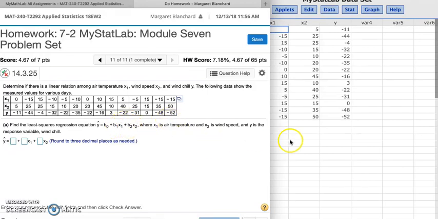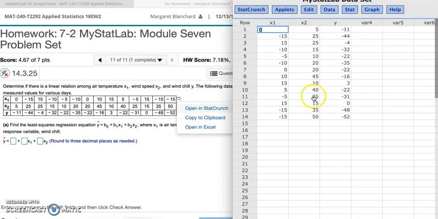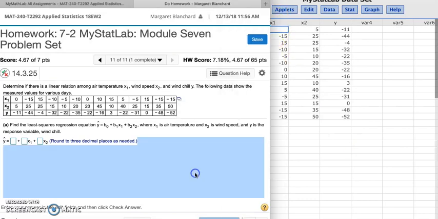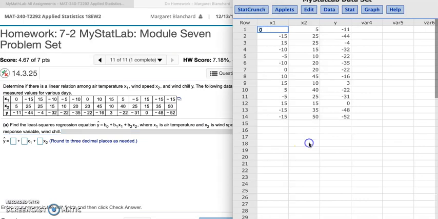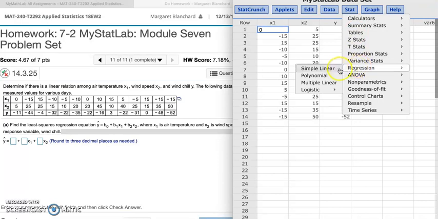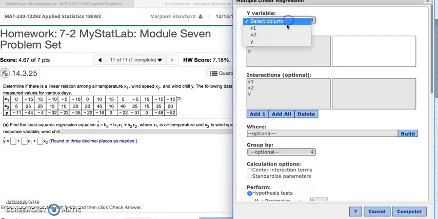So let's go ahead and look to StatCrunch. Again, I just clicked on this button to open in StatCrunch. As you see here, we have x1, which is our air temperature, x2, which is wind speed, and then y, which is going to be wind chill. So to find our linear regression line, we're going to go to Stat, Regression. Now last week we went to simple linear because we only had one predictor variable. Now that we have multiple, in this case 2, we're going to go to multiple linear. We're going to select our y variable, our response, and our two predictor variables, x1 and x2.